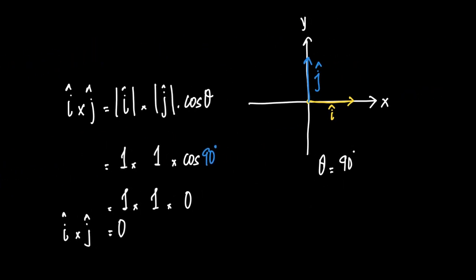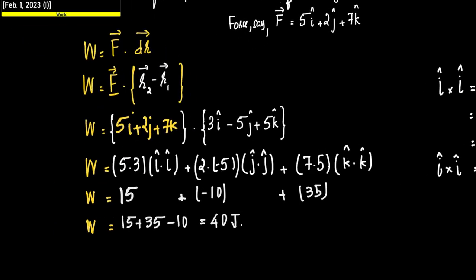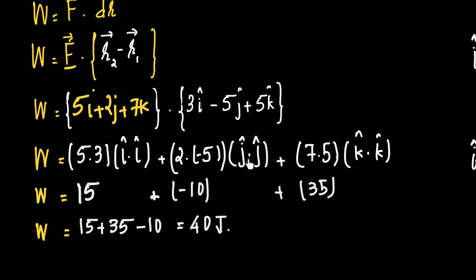Similarly, what is i dot j? Magnitude of i cap into magnitude of j cap into cos theta. What is the magnitude of i cap? It is 1. What is the magnitude of j cap? It is 1. What is theta here? The angle between i cap and j cap, which is 90 degrees. Therefore, cos 90. And therefore i cap dot j cap, it shouldn't be cross, should be equal to 0. Similarly, we can write that j dot j is also equal to 1.